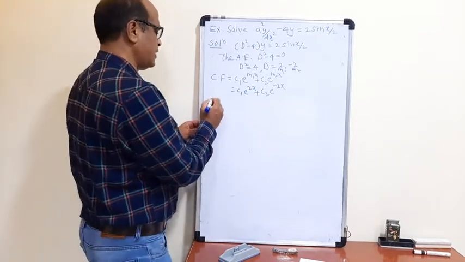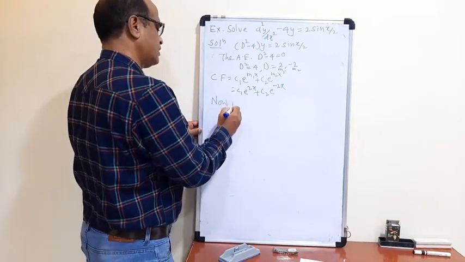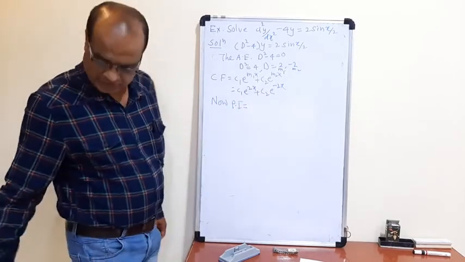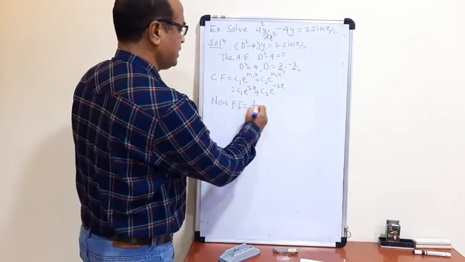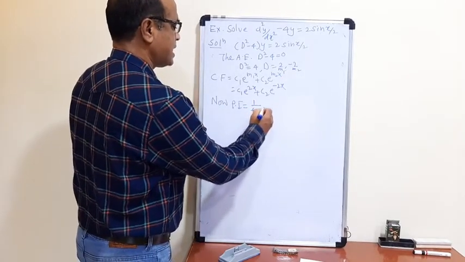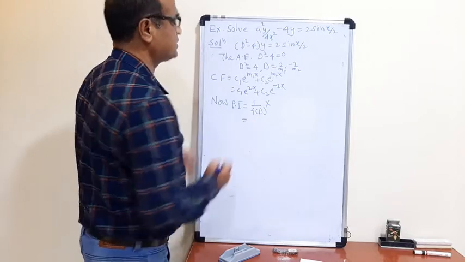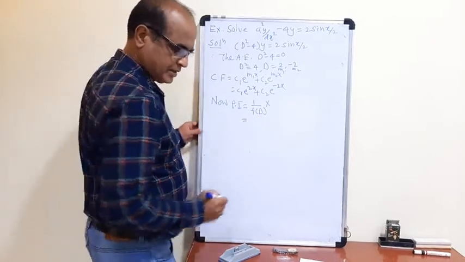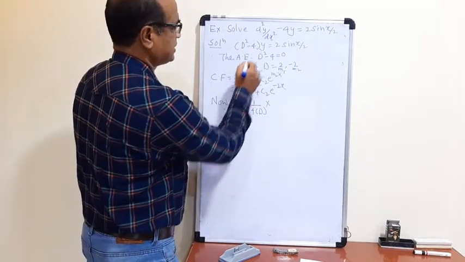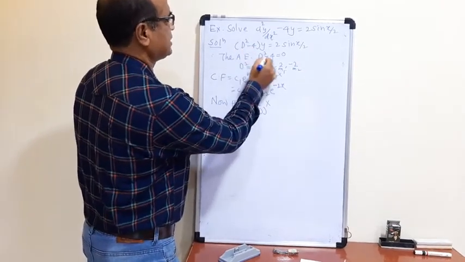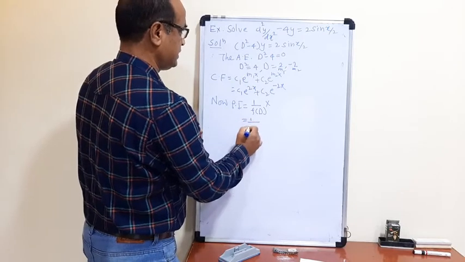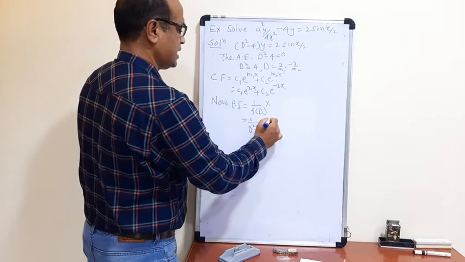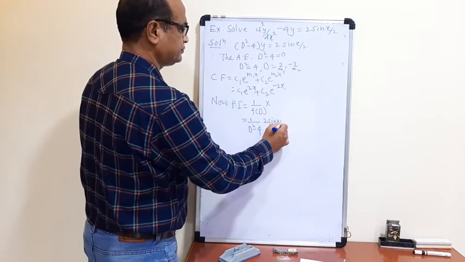So what is the next part? The particular integral, PI, is 1 upon f(D) times X. So what is the function here? F(D) is D² − 4, so that is 1 upon D² − 4, and X is 2 sin(x/2).